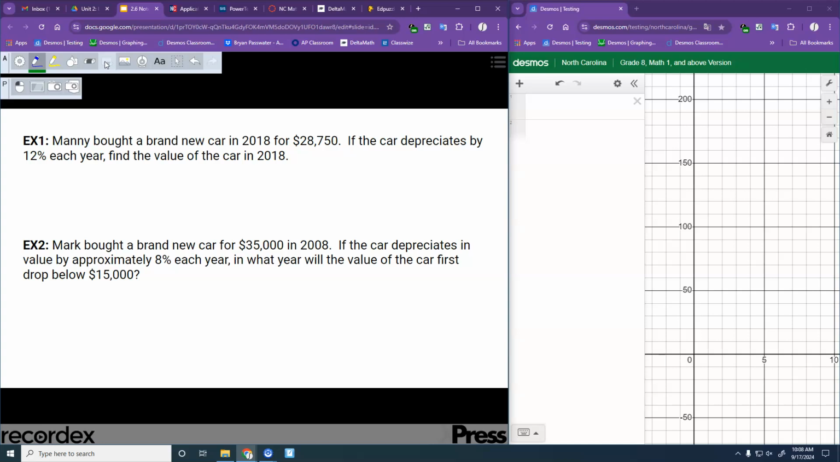So as soon as you drive it off the lot, it starts dropping, right? And I've kind of messed up this problem. We're going to change that 2018 to 2024, or else this is a silly question to answer. They've already told it to you in the problem, right? So if Manny buys a new car for $28,750 in 2018, the car is going to depreciate by 12% per year. Now, that 12%, I'm just making up these problems.